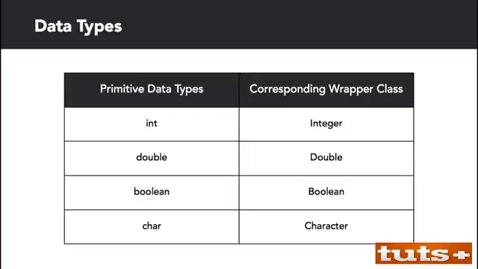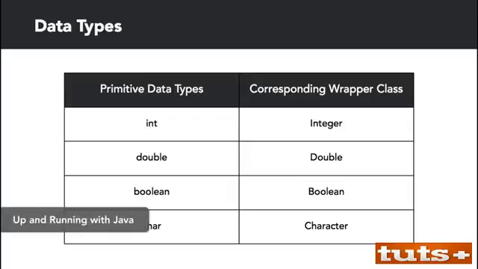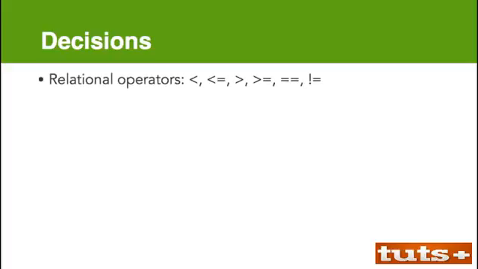This was hopefully a review for you. If not, you might want to go back and review Up and Running with Java. Now that we've had a review of data types, let's talk about adding decision-making logic in Java. When adding decision-making logic in Java, the programmer often uses relational operators to compare two values, such as less than or equal to, greater than or equal to, equals, which remember is two equal signs, or not equals.